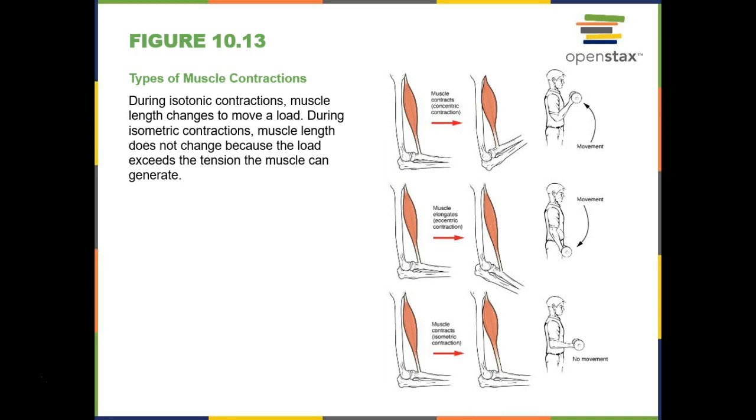Think of pushing a car. You don't have enough tension to move the load, because the load is so heavy that you don't have the muscle strength to move it. So pushing a car that's not rolling would be an example of an isometric contraction.